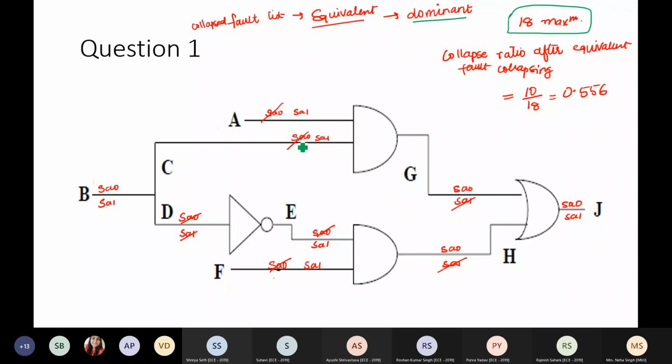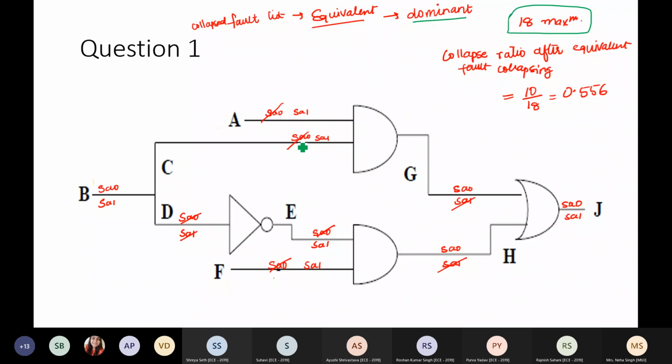When it comes to the NOT gate, a stuck at 0 fault at input is equivalent to a stuck at 1 fault at output. Similarly, stuck at 1 at input is equivalent to stuck at 0 at output. So for equivalent fault collapsing, we eliminate the faults towards the inputs. So I eliminate 2 and I am left with stuck at 0 and 1 at the output of the NOT gate.